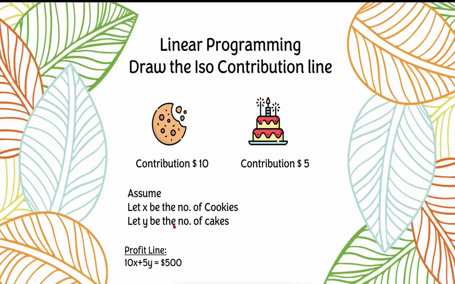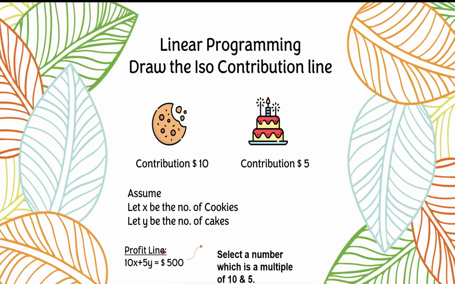But we don't know the value of C until we get our optimum production plan point, right? So in order to find the contribution line, I have assumed a value of C. In my case, I have assumed the value of C as 500. Now you might be wondering how I chose this number. In order to choose this number, you need to select a number which is a multiple of 10 and 5. So I have taken 500, right?